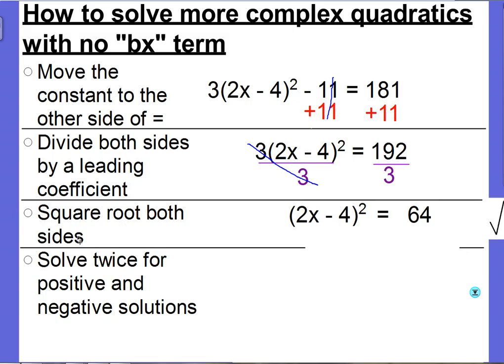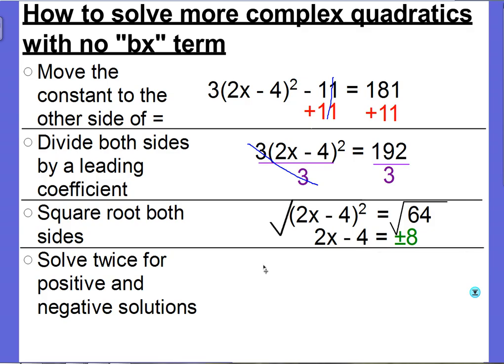The next step says square root both sides. So I will square root 64, and I will square root this expression. And I get 2x minus 4 equals plus or minus 8. Now this is kind of where we started off in the warm-up today. So this is the level of difficulty I've added, right here in the beginning.